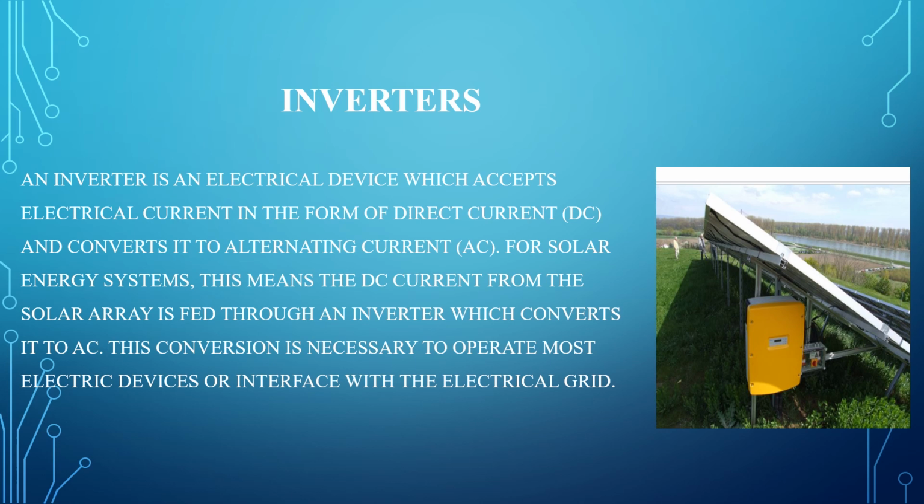And then next, covering the important component of the photovoltaic system: inverters. An inverter is an electrical device which accepts electrical current in the form of direct current and converts it to an alternating current. For solar energy systems, this means the direct current from the solar array is fed through an inverter which converts it to alternating current. This conversion is necessary to operate most electric devices or interface with the electrical grid.